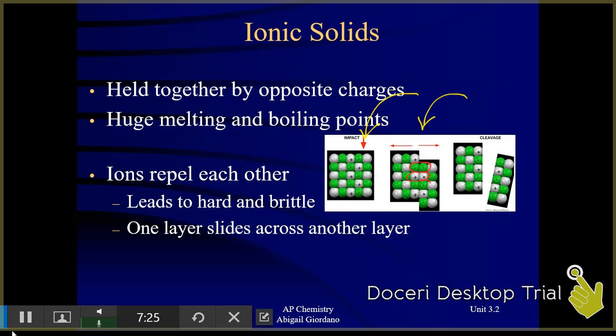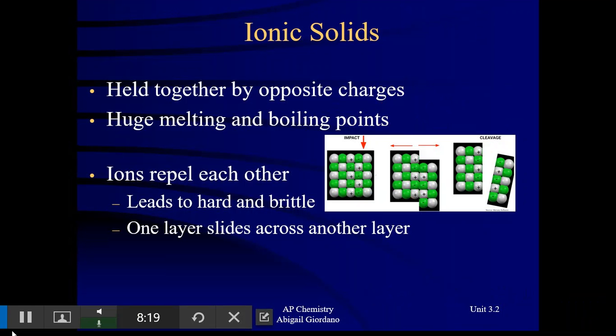You have like charges next to each other. And do you think that they like that? They do not. Like charges repel each other, and you get what's called cleavage or breakage. And it breaks very cleanly along these lines. That's the description of something being brittle, and that's why ionic solids are so brittle. I think that's actually very cool.